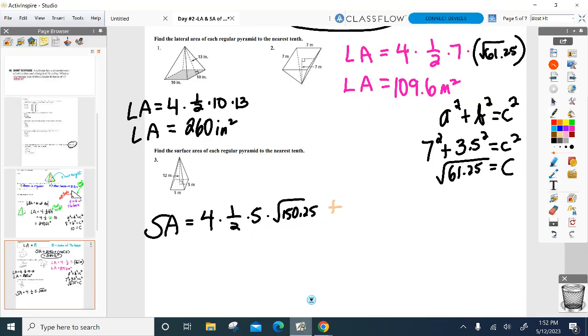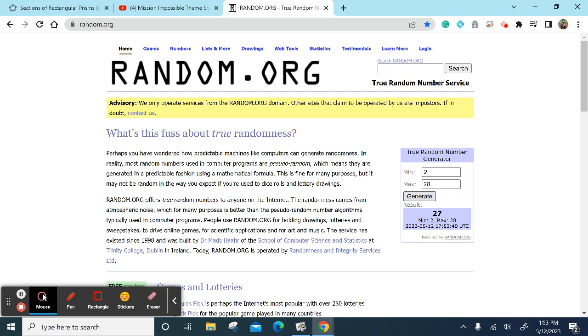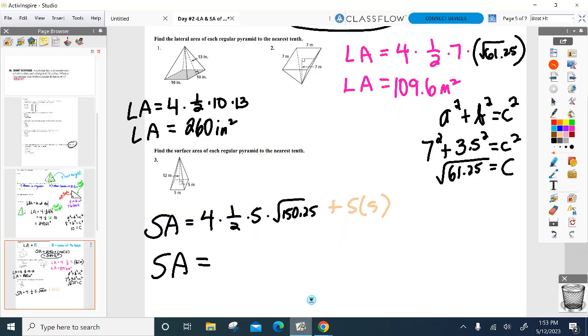What do you want to add on? How do I find it? What are the sides? Thank you. And when you get it to the nearest tenth, 147.6. Nice work.